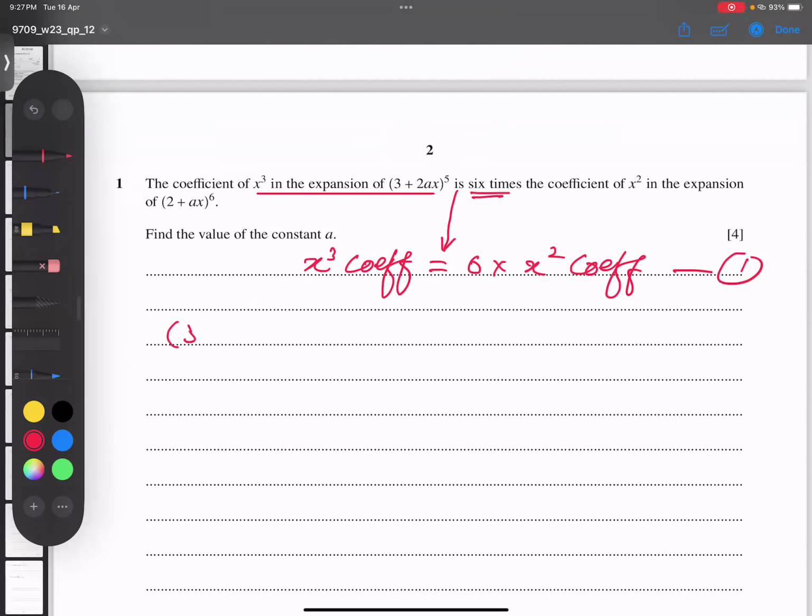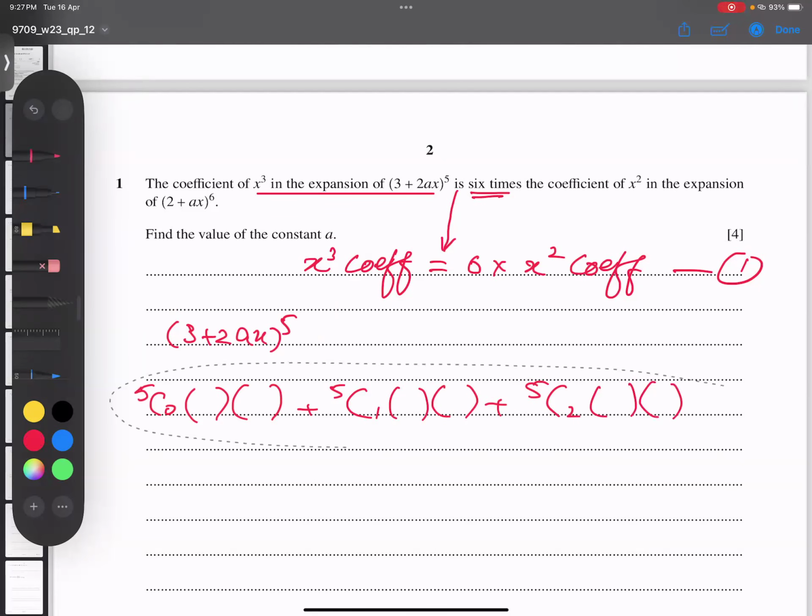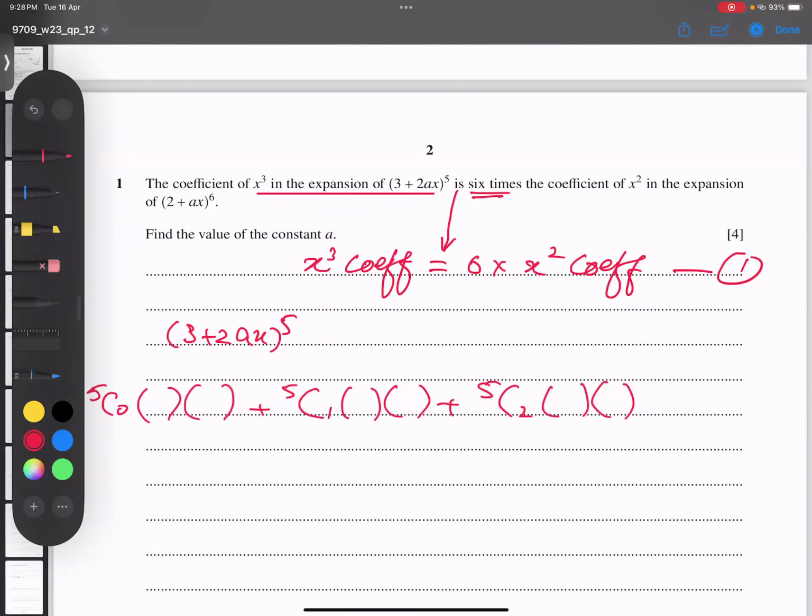So (3 + 2ax) to the power 5. I'm looking for x cube here. Common sense, it means I am going for 5C0, 5C1, 5C2, and we have to go for one more. Now the question is, can we go directly or not? Yes, I can go directly. Why waste our time? So I can write directly. Basically, what is the formula here?